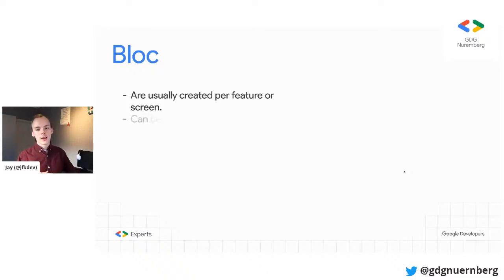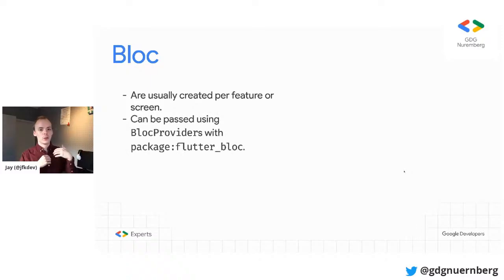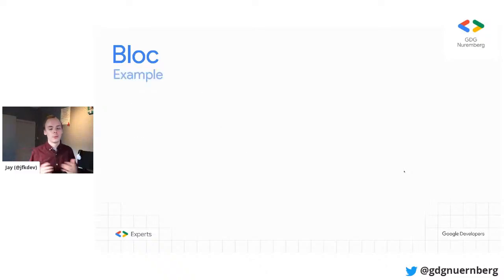Now, these Blocs can be passed around and retrieved using BlocProviders that come with the Flutter Bloc package. The Flutter Bloc package in turn uses Provider internally, which is a package made by Remi, who you're going to hear about in a little bit. So that's perfect. And so using those BlocProviders, you can provide Blocs from somewhere in your widget tree all the way down. And then another widget can retrieve that and build its UI depending on the state of that Bloc. So let's look at a visual example of what that looks like.